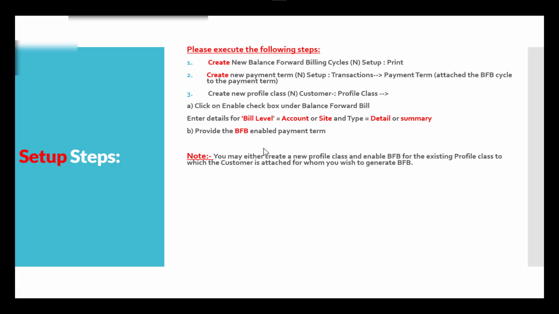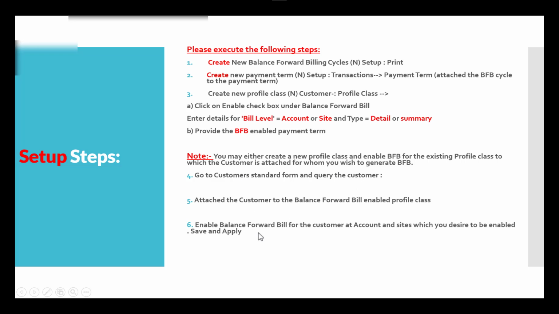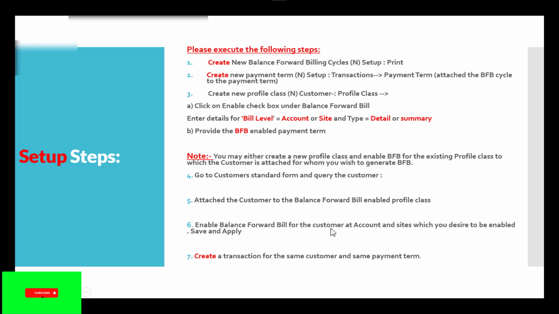What else? You may either create a new profile class and enable BFB, balance forward billing, or use the existing profile class for the customer, as we did before. Go to customers, attach and enter. Now you have to either define a new payment term and a new transaction and assign the payment term you defined to these transactions, or you already have a lot of transactions created before with a specific payment term, and you just assign the billing cycle to this payment term.